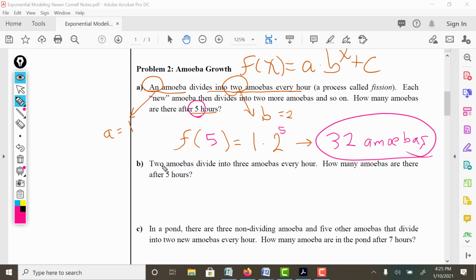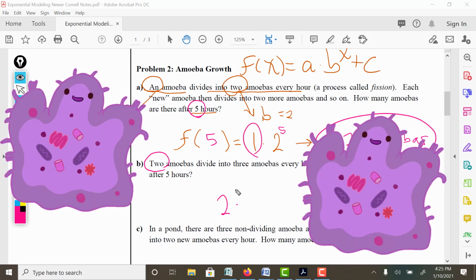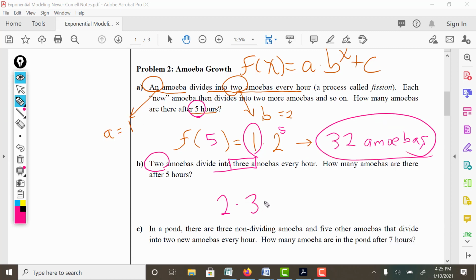So in our next situation, we have 2 amoeba this time. So instead of there being just 1, there's going to be 2. And the growth rate is different now. It's 3 amoeba every hour. And I want to know what happens after 5 hours.